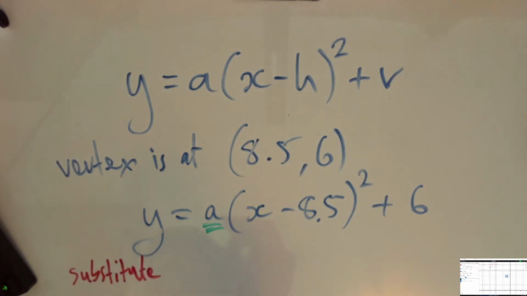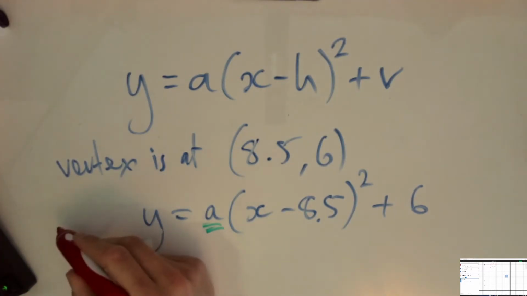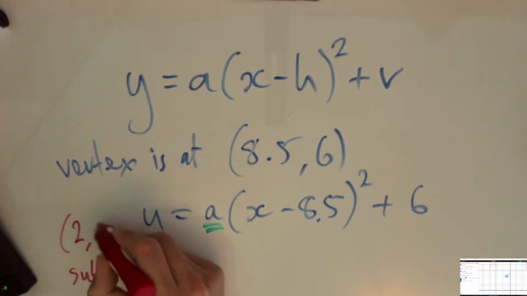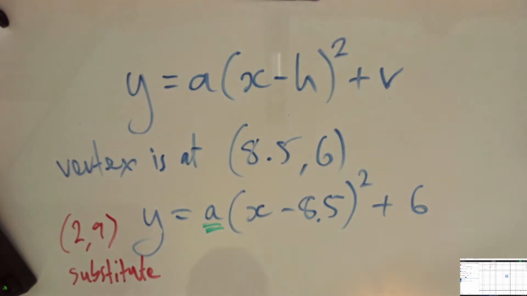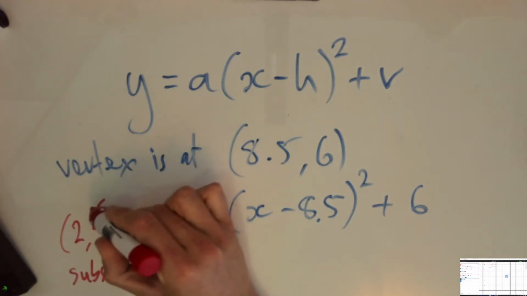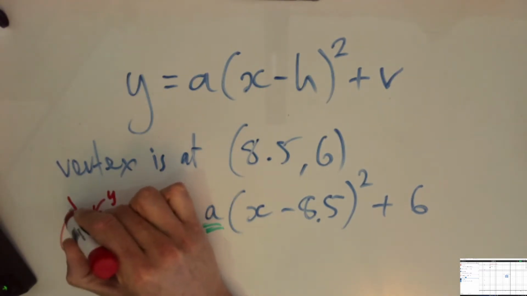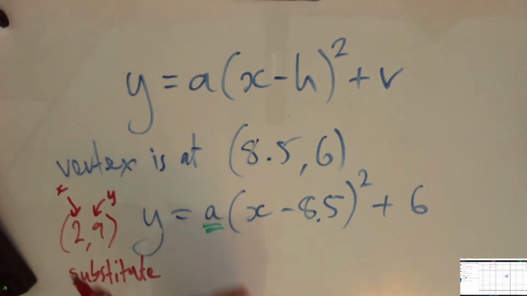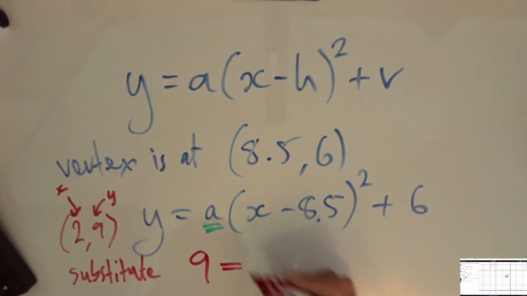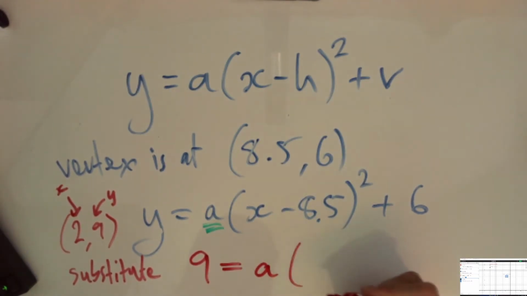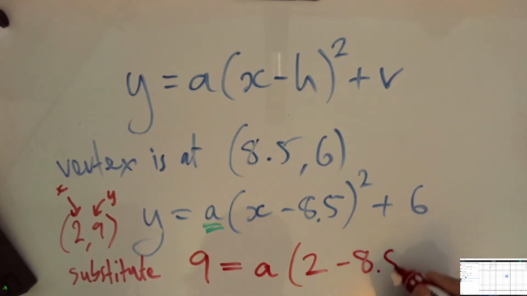So what are we substituting? We decided (2, 9). Right? So let's write it out down here and then I'll transfer it over. So 9 is our y coordinate and 2 is our x coordinate. So let's put 9 in for y. So 9 equals a, and then x we now know is 2. (2 minus 8.5) all squared plus 6.